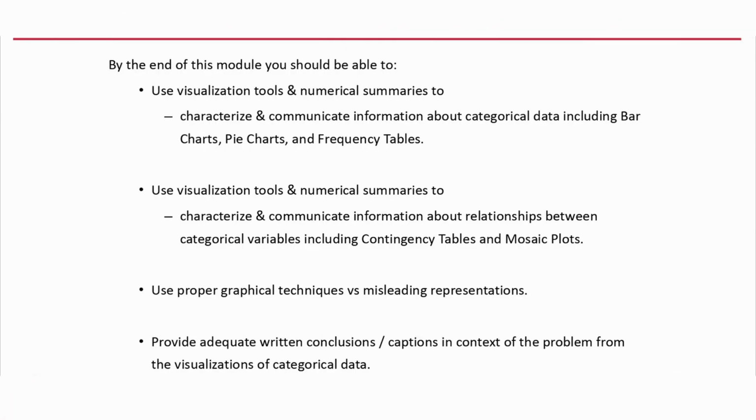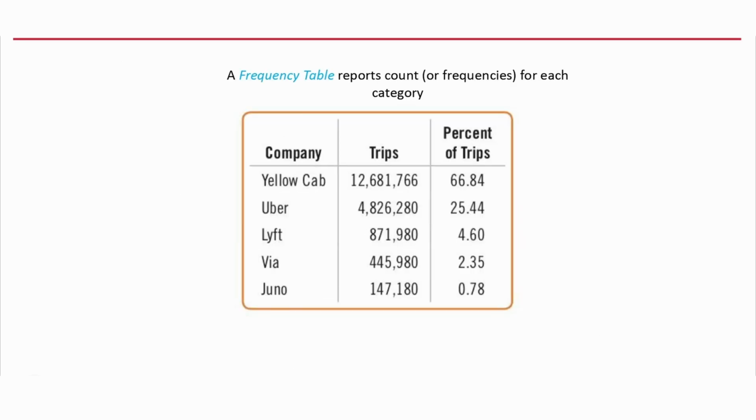So in this module for qualitative data, we'll talk about visuals and numerical summaries. We're going to go over how to characterize and communicate information about the relationship between variables. And then we'll touch on good graph techniques and misleading representations. So, good versus bad.